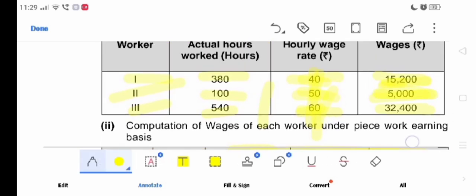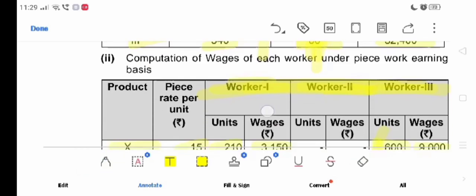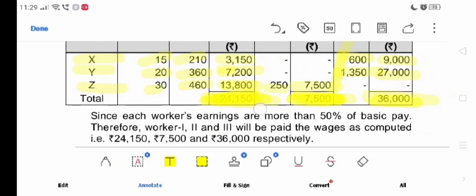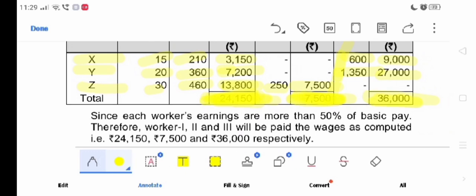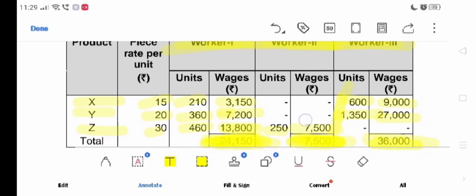Is this more than or less than his basic pay? Here basic pay is 5,000. So his earnings are obviously greater than his basic pay. So we can directly take this 7,500 as his earnings itself. Now let's come to worker number 3.